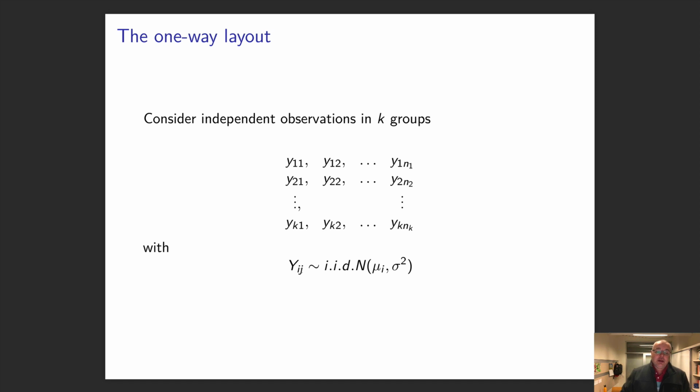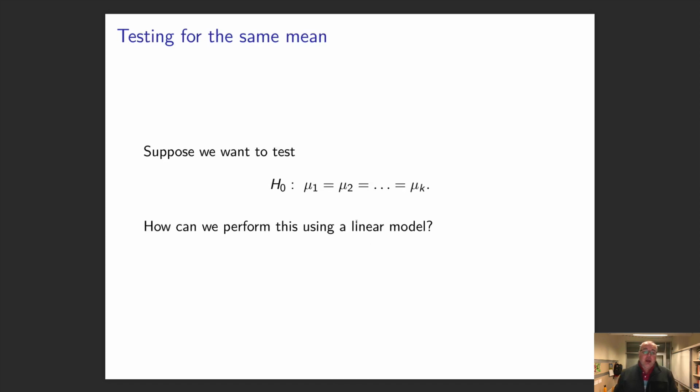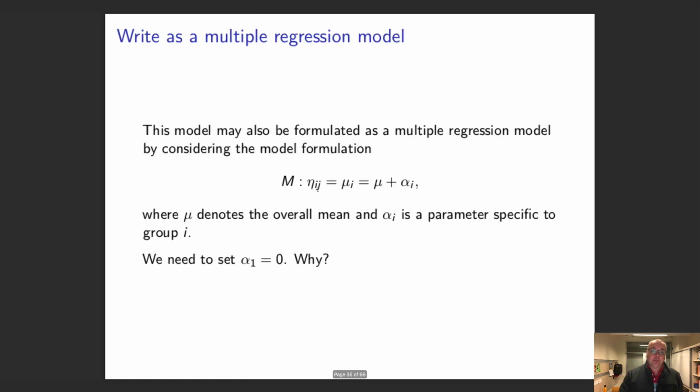So the y_ij is the observed random variable for the jth observation in the ith group, and it is iid, normally distributed. They have different means and all have the same variance. And the interesting question we have is: is the population mean for each group the same? So this is a one-way ANOVA, and we're going to do this using a linear model.